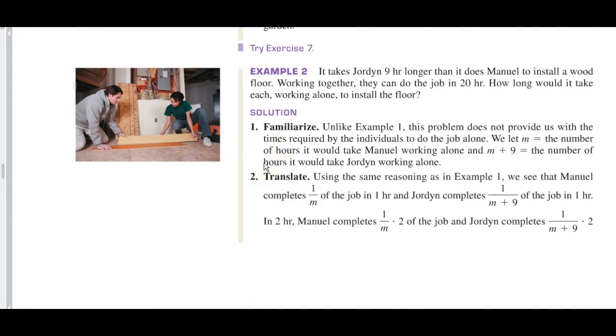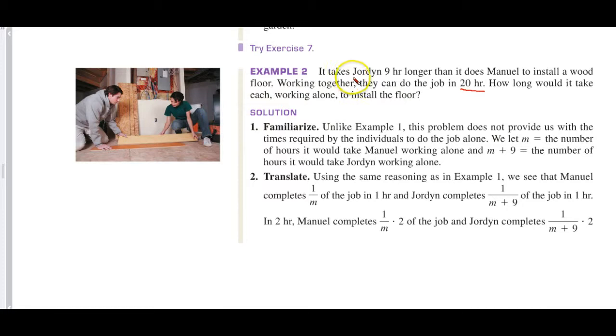Okay, let's take a look at example 2. Jody takes 9 hours longer than it does Manuel to install a wood floor. Working together, they can get the job done in 20 hours. So how long would it take each working alone?